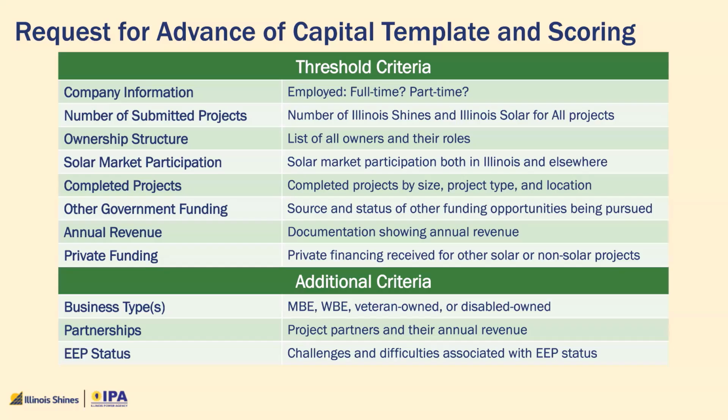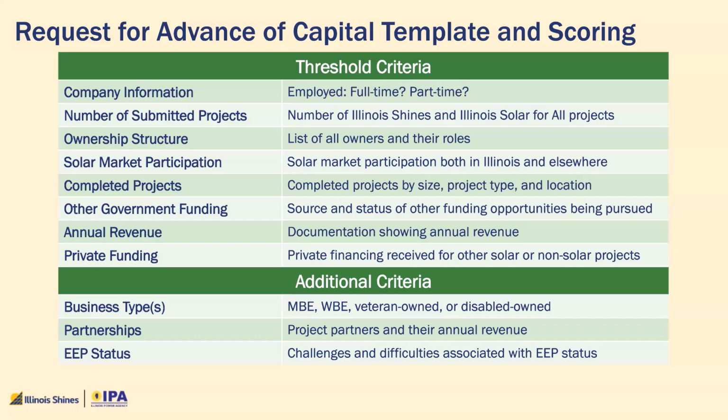This criteria includes business types, which requires noting if you identify as a minority-owned business, women-owned business, veteran-owned business, or disabled-owned business. The scoring of this criteria is weighted in favor of entities with such certifications. Partnerships, which requires disclosing if there are any companies that do not have an owner stake in the EEC that you intend on partnering with, stating the annual revenue of those partners and noting whether these partners would benefit from the advance of capital. The scoring of this criteria is not weighted.